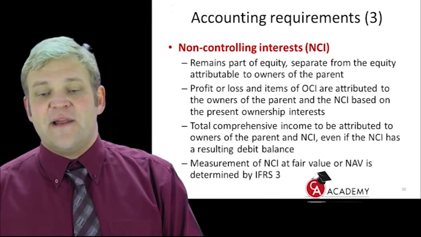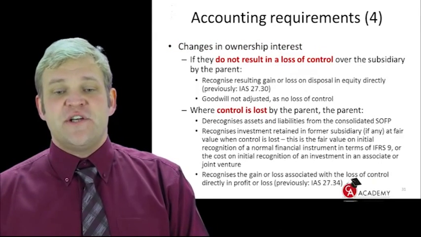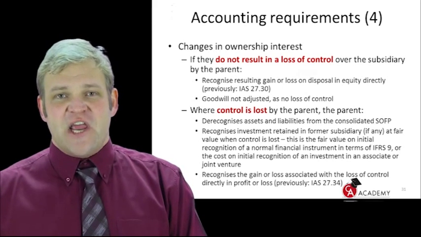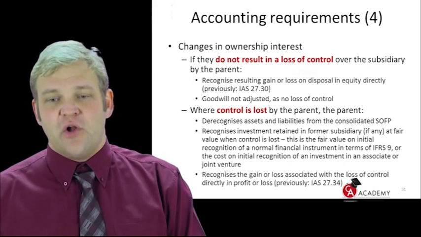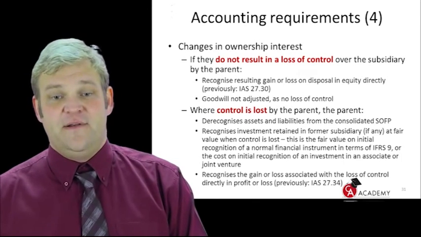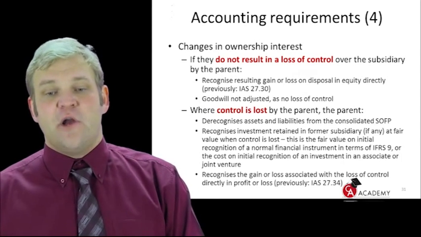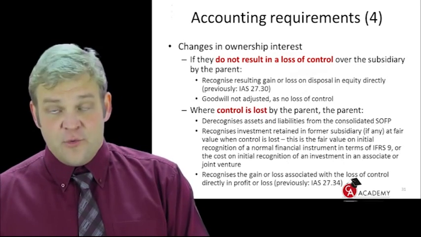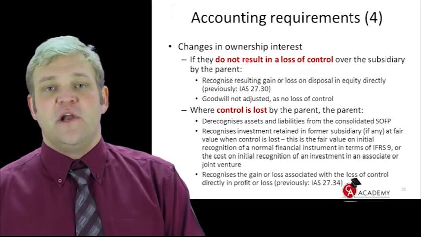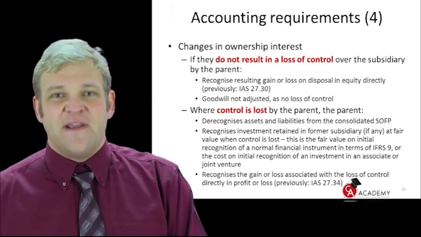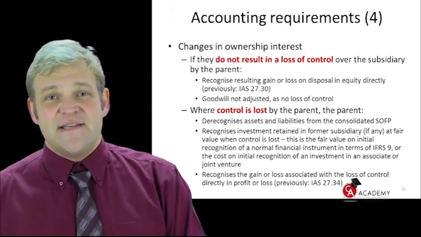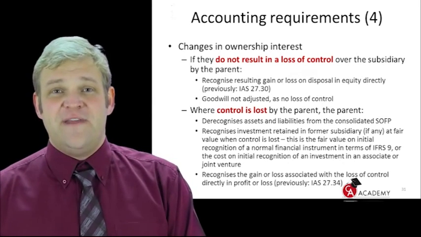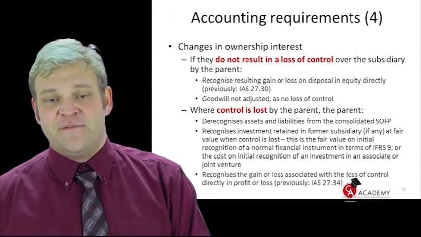If we move on to slide number 31, the changes in ownership interest, ladies and gentlemen, this is what we spoke about earlier. If these changes do not result in a loss of control over the subsidiary by the parent, we recognize the resulting gain or loss on disposal in equity directly. Goodwill is not adjusted downward proportionately because we are not losing control. There's no significant event. All right, so we've discussed this in the lecture of IAS 27, so please look either on our website or in your DVD set for further explanation of this.